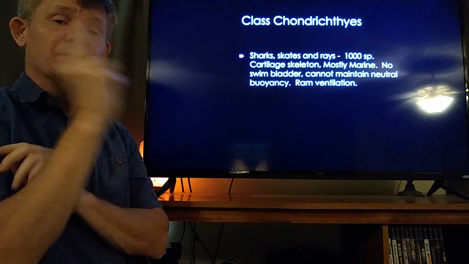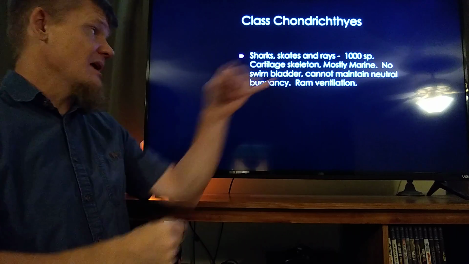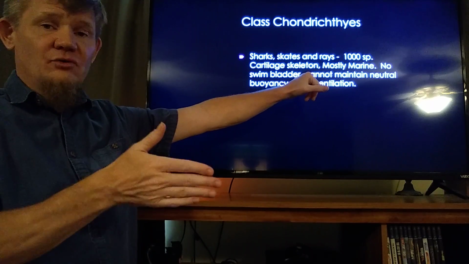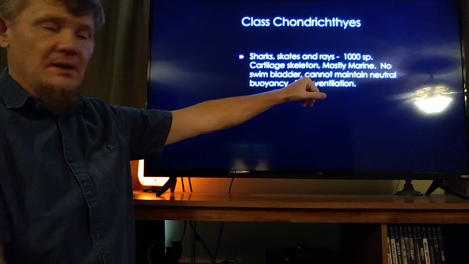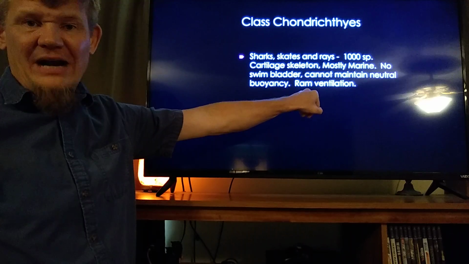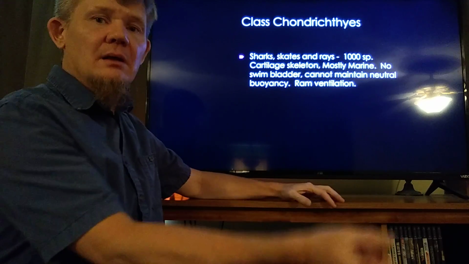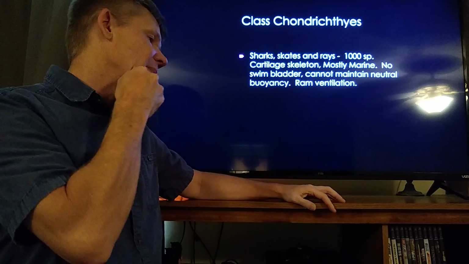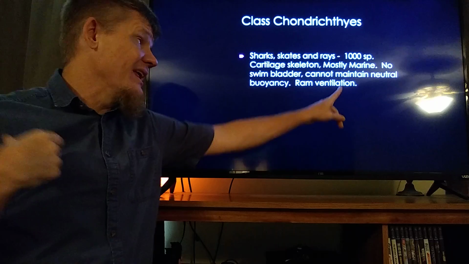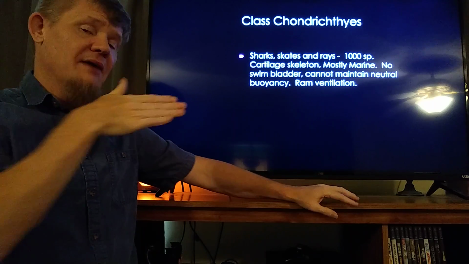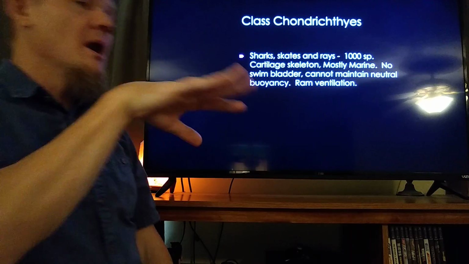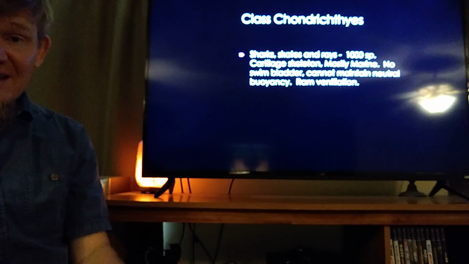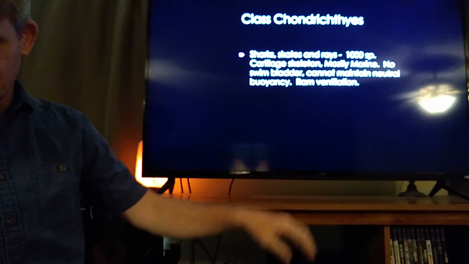Sharks have to keep moving for two reasons. They have to keep moving to stay up in the water column. They cannot maintain neutral buoyancy. If they stop, they sink. They have to keep moving because of ram ventilation. They have to literally ram water into their mouth to pass it over their gills so they can breathe. So they have to move through the water with their mouth open to be able to breathe. And if they stop, they sink and they suffocate.